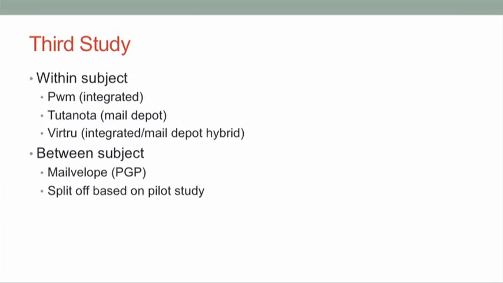We did what's called a within-subject study, where we brought the users in and initially wanted them to try four tools: our POEM tool, Tutanota, which is a mail depot tool, and Virtru, which is kind of an integrated mail depot hybrid. So we tried three different kinds of systems, one of which we designed. And then we wanted to do a PGP tool. Mailvelope is a Gmail extension to do PGP. It's touted as being usable. And we were curious, have we made any progress on why Johnny can't encrypt? So we originally were going to have people try all four tools, and we did a pilot study.